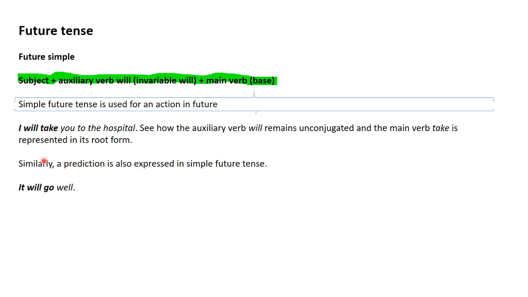So in case of a prediction, like something goes well, it will go well. See how it is the subject, will in its invariable form or unconjugated form, and go is the root form. It will go well. If you remember from the previous slides, the past simple tense was subject plus the auxiliary did and the base form of the verb. In this case the auxiliary is will.